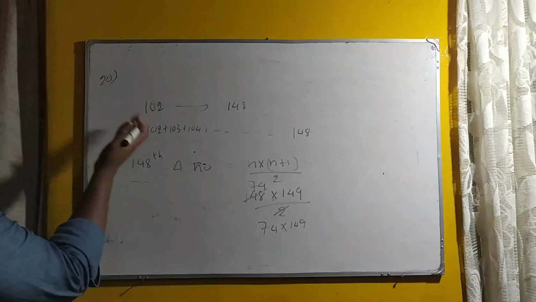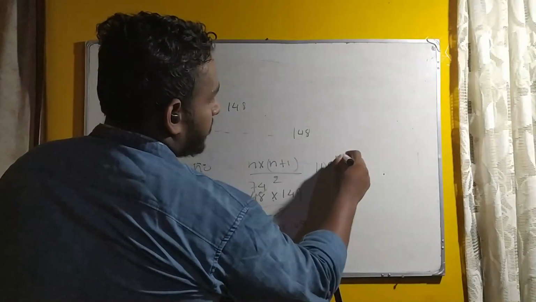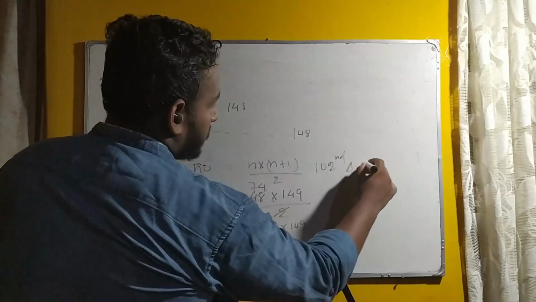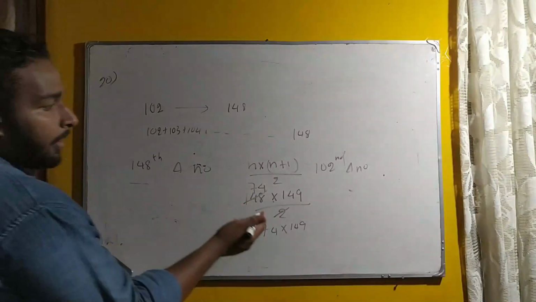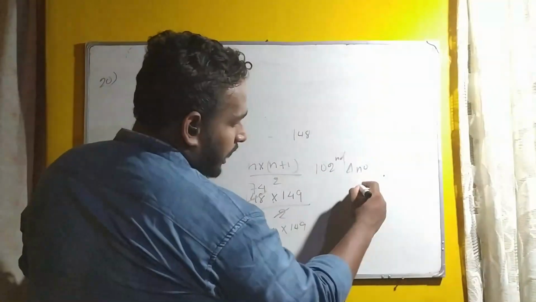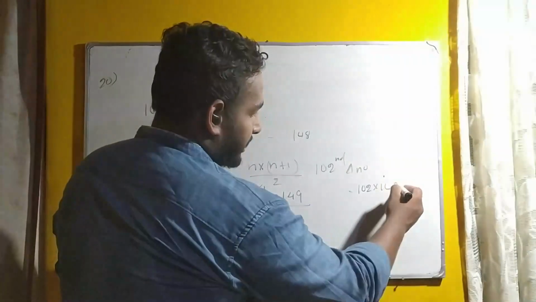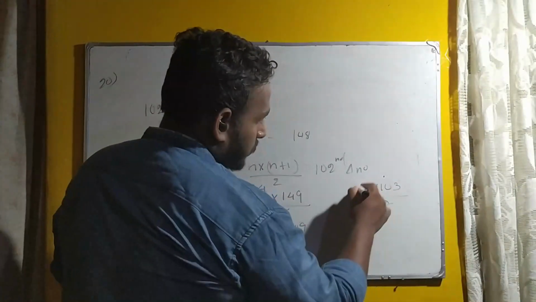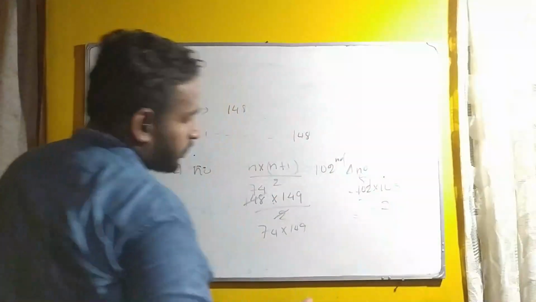Okay, let's come to the 102nd triangular number. The equation is n into n plus 1 divided by 2. So here n is 102. 102 into n plus 1, that means 103, divided by 2. So 51 into 103. You should multiply these two.